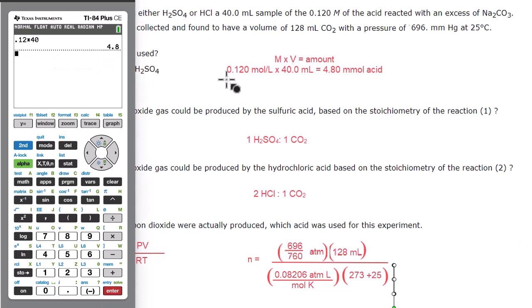Here you can see the previous calculation where we found out the amount of carbon dioxide that could have been produced by our sulfuric acid. Now we're going to find out the amount of gas, carbon dioxide, that was actually produced. We can just do our calculation continuously in here. Do a 696 divided by 760. That will give us our atmospheres. We'll multiply by 128, which is our milliliters. So we'll get millimoles.